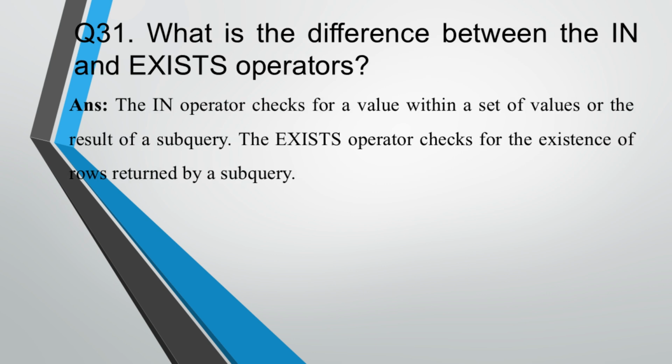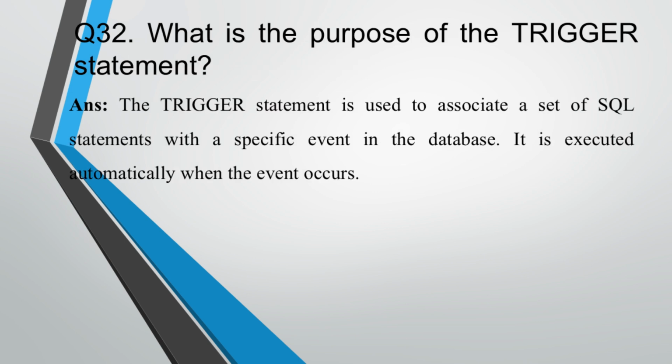What is the difference between the in and exists operators? The in operator checks for a value within a set of values or the result of a subquery. The exists operator checks for the existence of rows returned by a subquery. What is the purpose of the trigger statement?